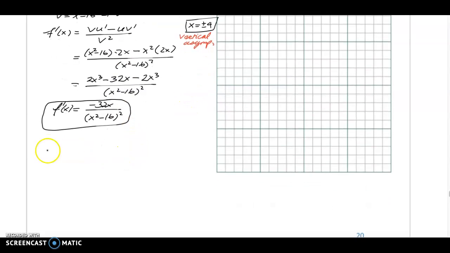So right away, I can do my sign diagram. If I do this, we know there's 0, we know there's a minus 4, and then we know there's 4. Great.